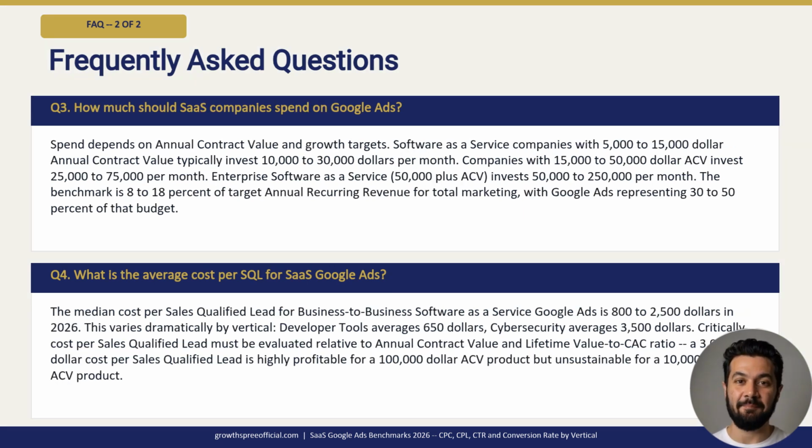2 more questions. How much should SaaS companies spend? For $5,000 to $15,000 annual contract value, $10,000 to $30,000 per month. Enterprise at $50,000 plus annual contract value, $50,000 to $250,000 per month. What is the average cost per sales qualified lead? Median is $800 to $2,500. Always evaluate it against your annual contract value. A $3,000 cost per SQL is excellent for a $100,000 ACV product and a disaster for a $10,000 ACV product.